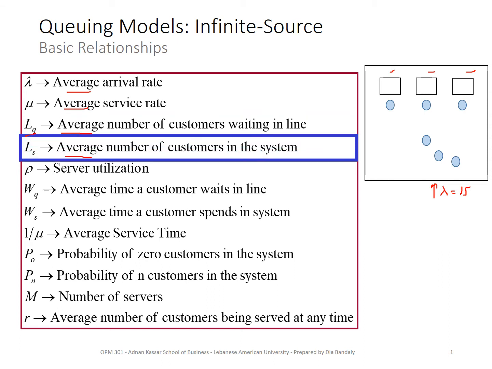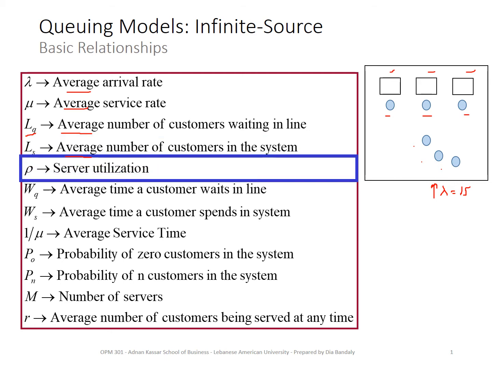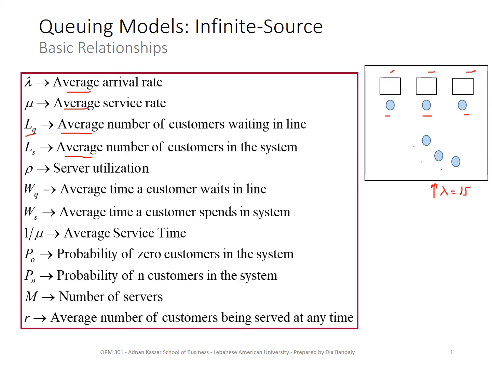LS, average number of customers in the system. Also, to have a better idea, in this snapshot, what's LS? Number of people in the system. In this snapshot, we have 6 people, right? Because we have 3 people waiting in line, 1, 2, and 3, and then we have 1, 2, and 3 being served, so we have 6 in total. Rho is the server utilization. Remember, we mentioned that before. It's how much time within, let's say, a 10 hour working day, a server on average is busy.